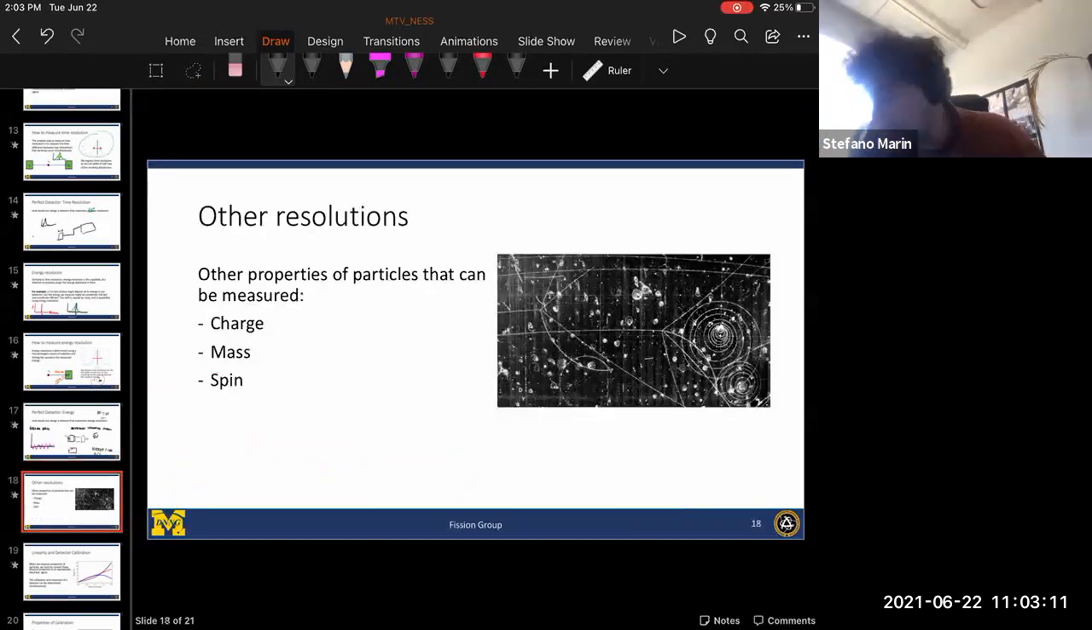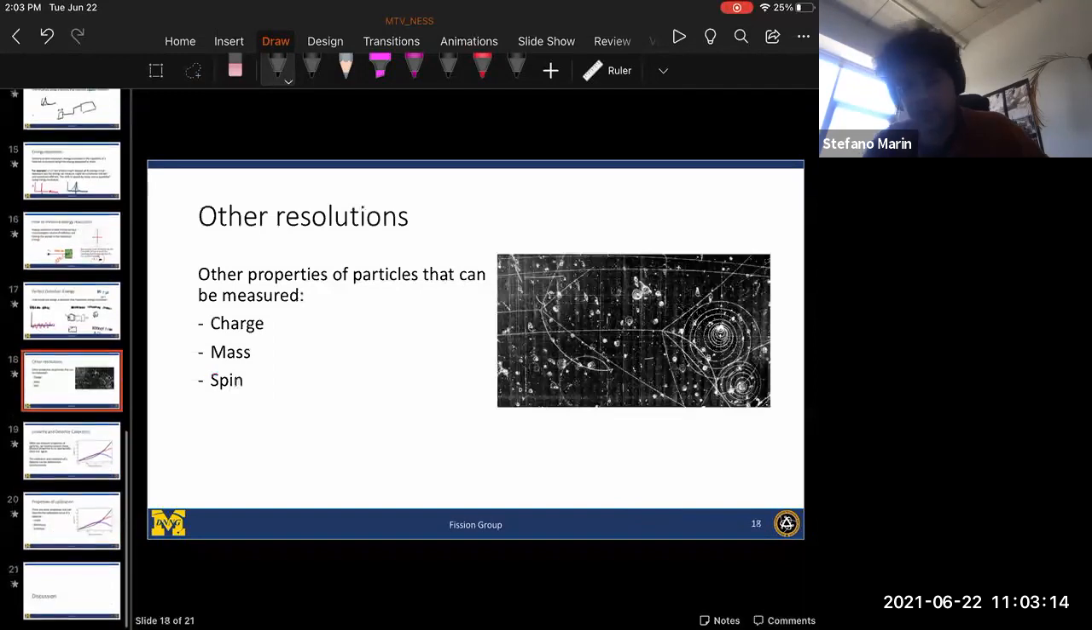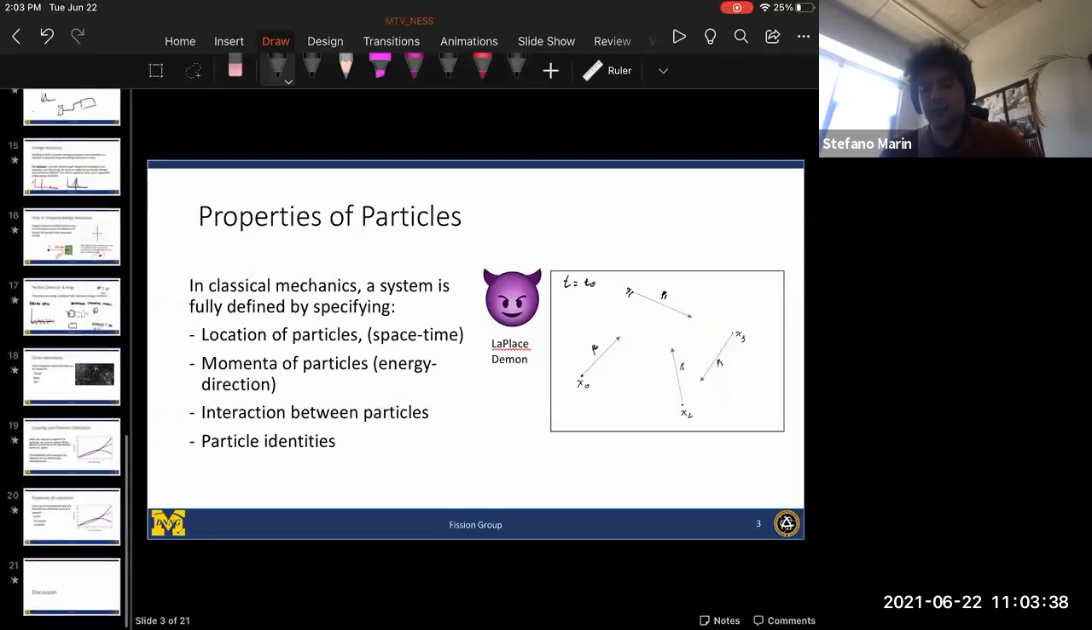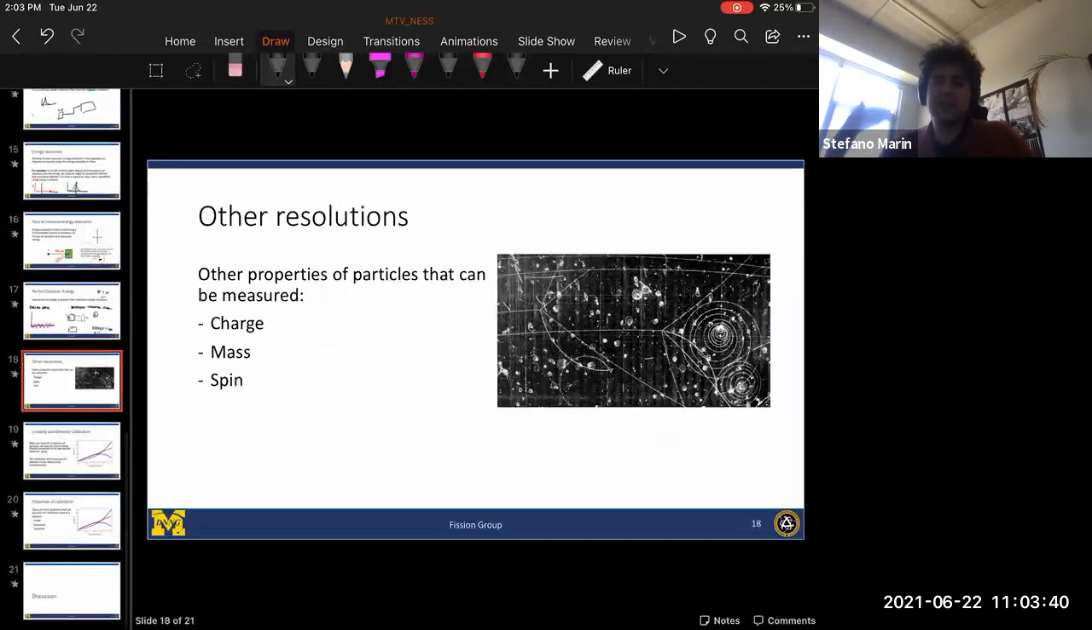Okay, let's see other resolutions. After this, I'm going to take maybe a minute or so to see if there are any questions. What are the other things that one can measure? As I showed at the very beginning, we talked about how to measure the location, the space, and the time of the particles, the momentum, the energy, and the direction, just the angular component. This covers what I talked about at the beginning, but there is still the matter of identifying which type of particle it is.